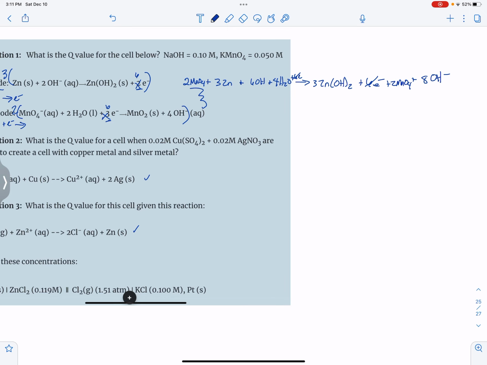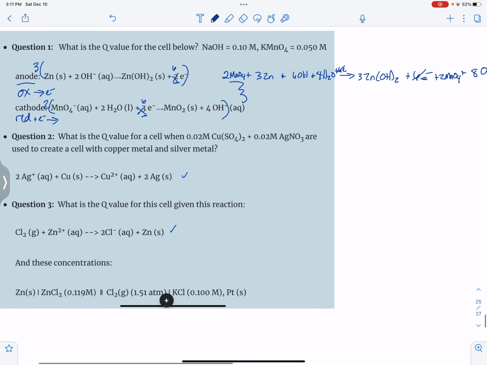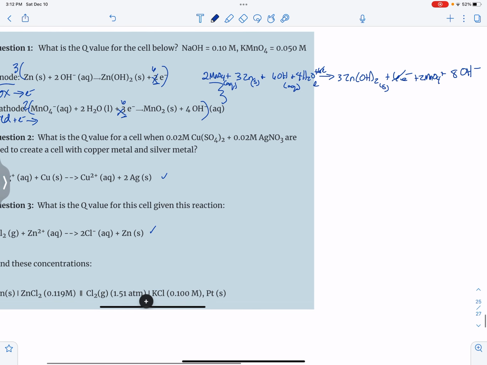Now I haven't put phases in, and that's actually super important, so I'm going to go back and add in my phases. This is a solid. The MnO4 is aq. The OH is aq. The water is a liquid. The zinc hydroxide is a solid. The MnO4 is aq. Where's the MnO2? Did I write it weird? Oh, this is supposed to be MnO2. This one is a solid.